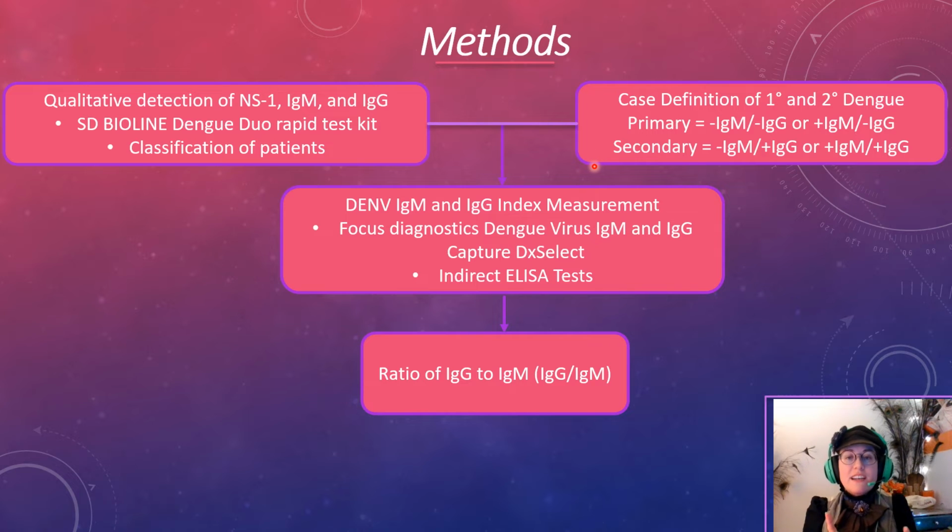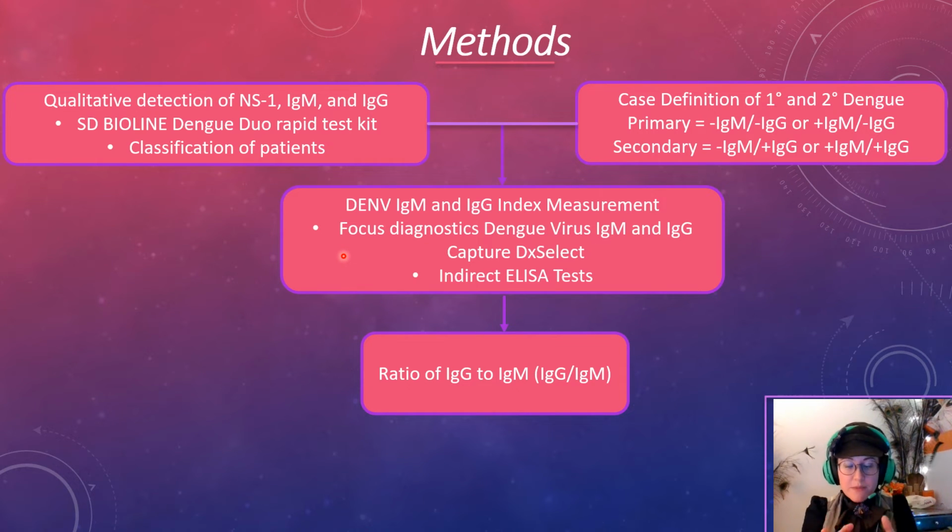Secondary infection was defined as having negative IgM with positive IgG, or positive IgM with positive IgG antibodies within the first 3 days of symptom onset. Now, dengue IgM and IgG index measurement was determined through the use of Focus Diagnostics Dengue Virus IgM and IgG Capture DX Select, which are nothing more than indirect ELISA tests, the same ELISA test that I had described to you in the previous slide.